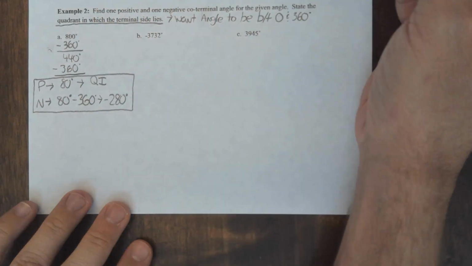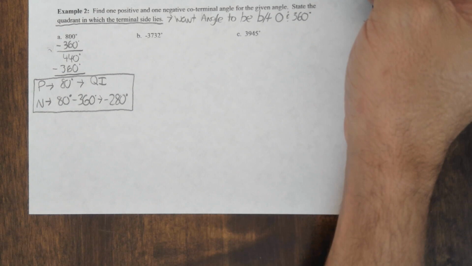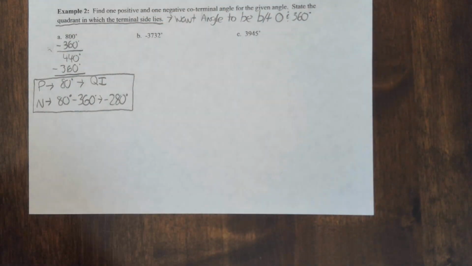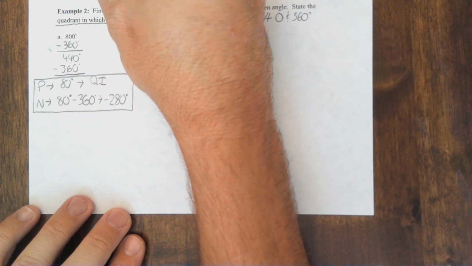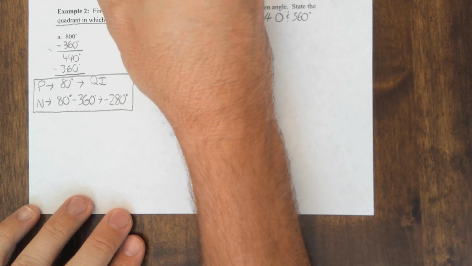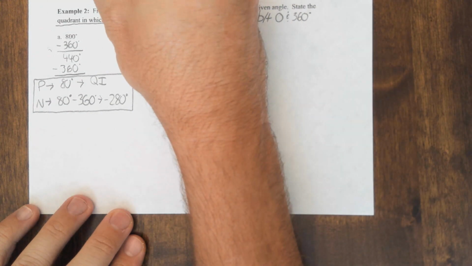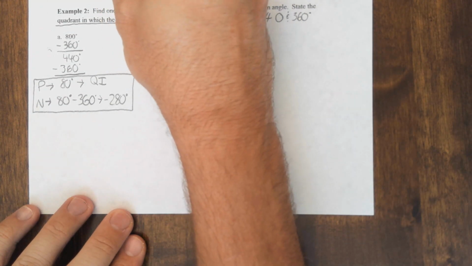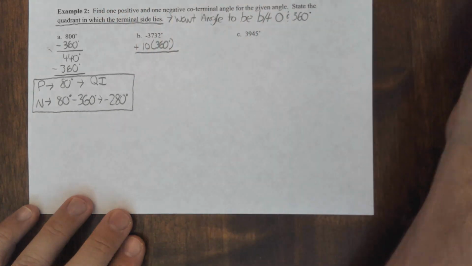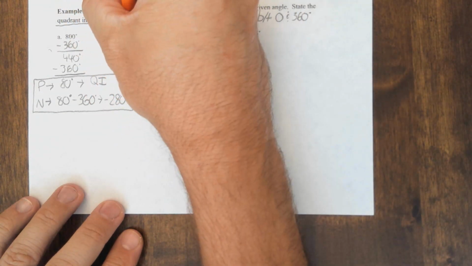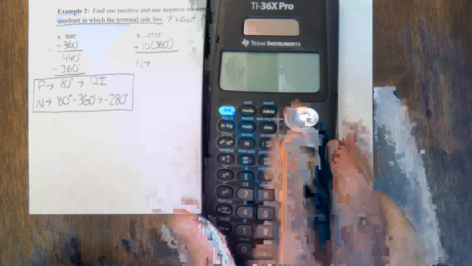Now this is where we have to do a lot of guess and check when we get to these bigger problems. So we've got negative 3,732 degrees. To get this to be a negative angle between 0 and negative 360, I'm going to add 10 times 360 degrees, because 360 degrees is one revolution. You can just do this in your calculator, and it's really easy.